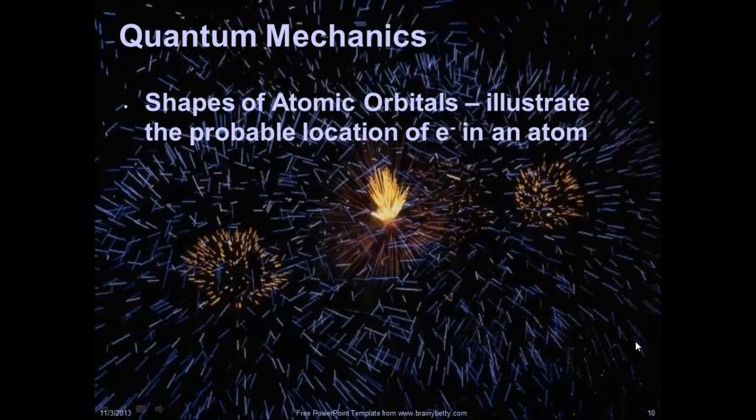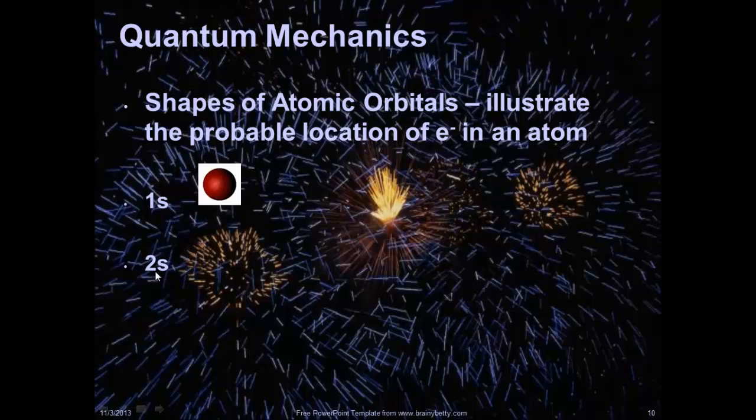Okay, now let's go back and talk about the shapes of those atomic orbitals. Remember that those atomic orbitals, S, P, D, and F, represent the houses that we put electrons in, or the areas that they can be found in, and each type of sublevel has its own shapes for its orbitals. So the shapes illustrate the probable locations of electrons in atoms. The first energy level, 1, has an S sublevel, and the S sublevels are always shaped like a sphere.